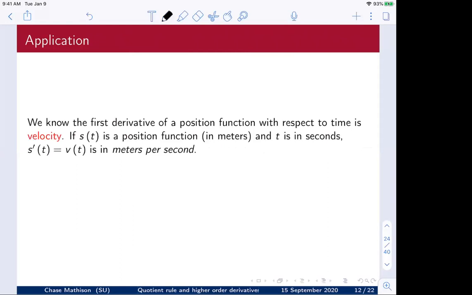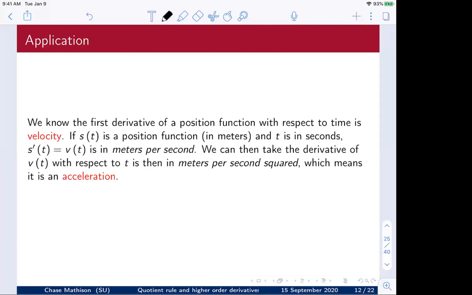And so if s of t is a position function, and we're going to be scientists here and measure s in meters, and if t is measured in seconds, then s prime of t, which is the velocity of whatever object we're tracking, is in meters per second. s of t is in meters, s prime of t, which is v of t, is in meters per second. Okay.